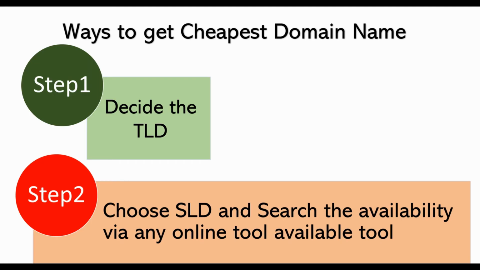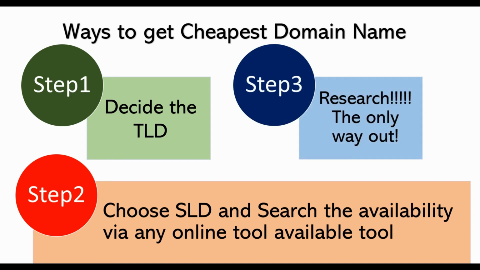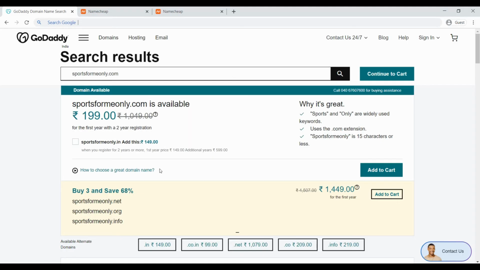So the last question is, what is a way to get the cheapest domain name? And the answer is very simple. I'll be very frank, you just need to research. This is the only way out. I'll be giving you a full example for this. As you can check, this particular domain name sportsformeonly is available for rupees 99 right now.